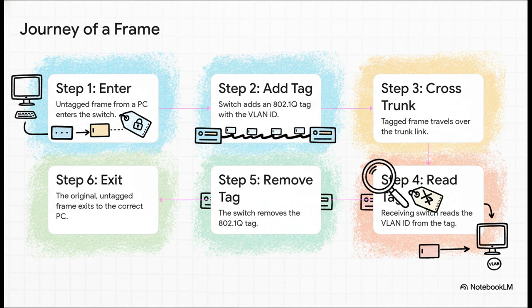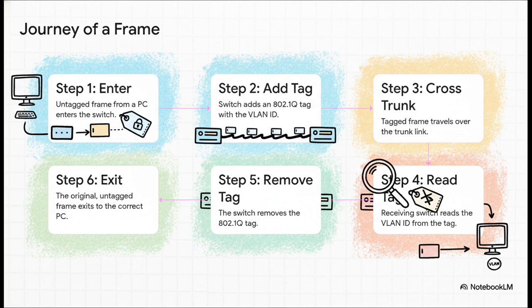Second, when it hits the first switch, the switch slaps an 802.1Q luggage tag on it saying, this is for VLAN 10. Third, that tagged piece of data travels across the trunk, the flight. Fourth, the switch on the other side gets it and immediately reads the tag. It knows exactly where this luggage is supposed to go. Fifth, it rips the tag off, its job is done. And finally, the original untagged data is sent out the right access port, arriving safe and sound at a device in VLAN 10.